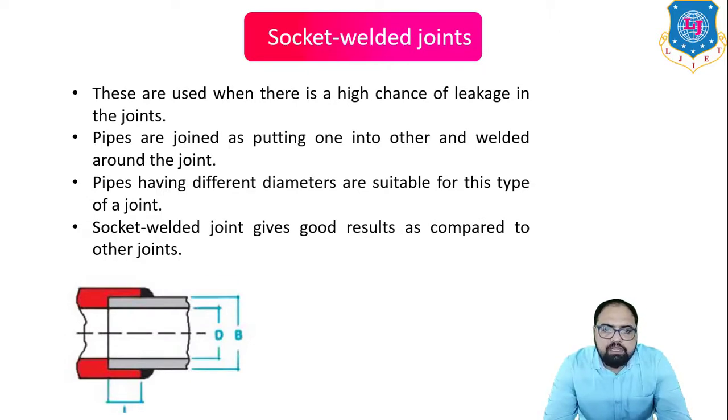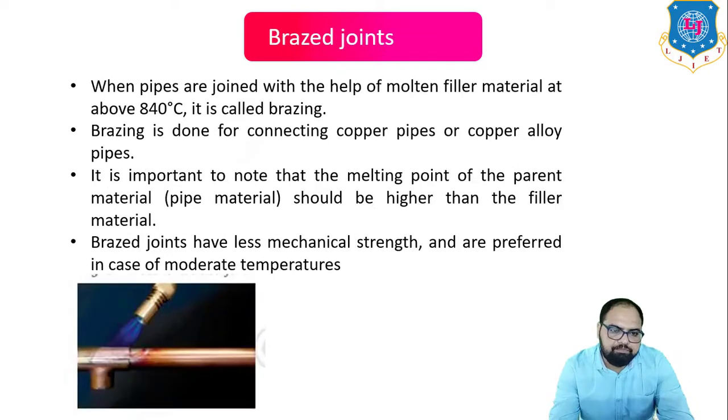Next one is the socket welded joints. These are used when there is a high chance of leakage in the joint. The pipes are joined by putting one into another and welded around that joint. Pipes having different diameters are suitable for this type of joint, and socket joints give good results as compared to other joints. In this image you can see the red one is the larger diameter pipe, the grey one is the smaller diameter pipe. That smaller diameter pipe fits into the larger diameter pipe. After that you can see there is a black thing around that contact. That is the welding done over that joint. That is called the socket welded joint.